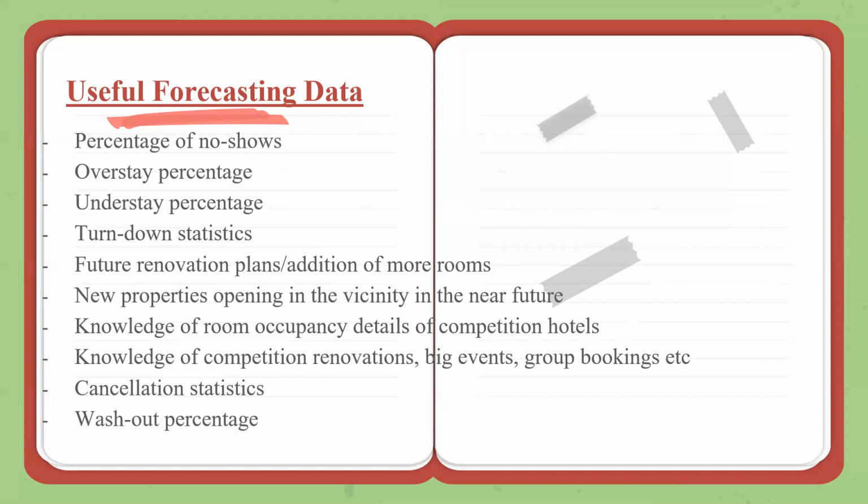Even guests who are regular with you typically would like to try something new, and they'll be lured by their marketing with great prices. They call it penetration pricing, so they will try to get those guests with a really, really great inaugural offer. Knowledge of room occupancy details of competition hotels.